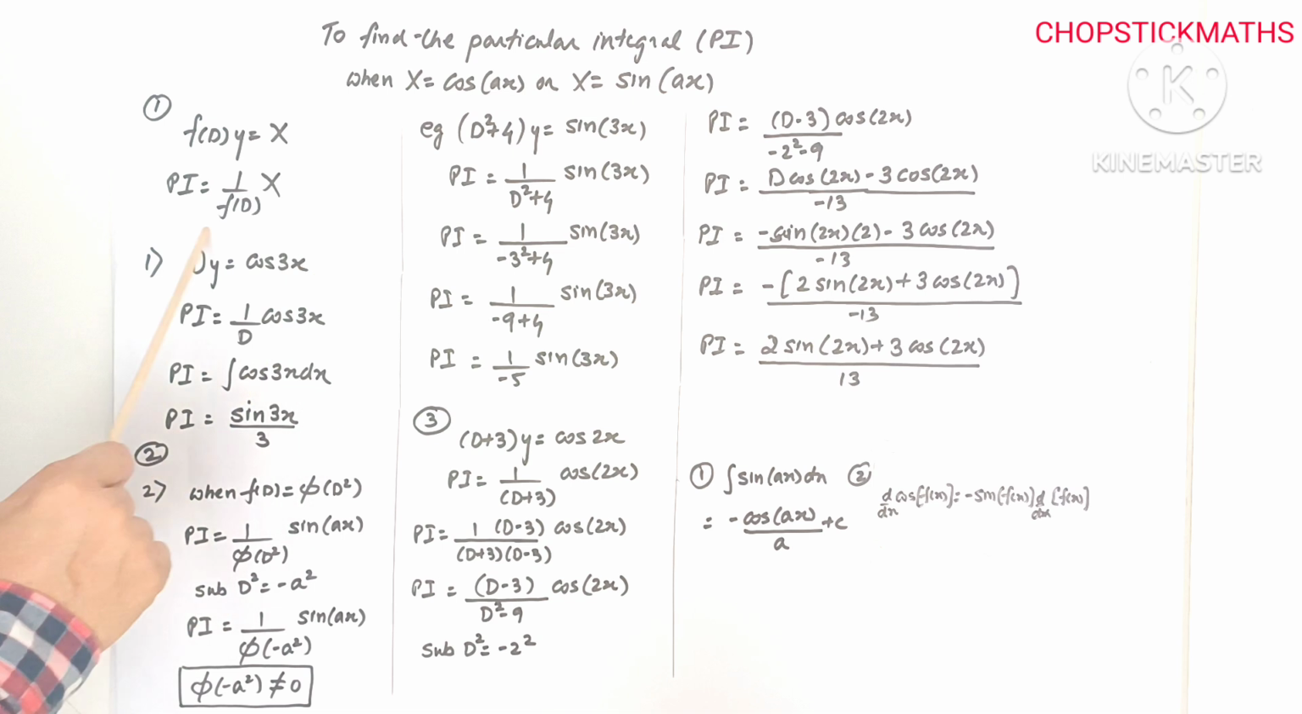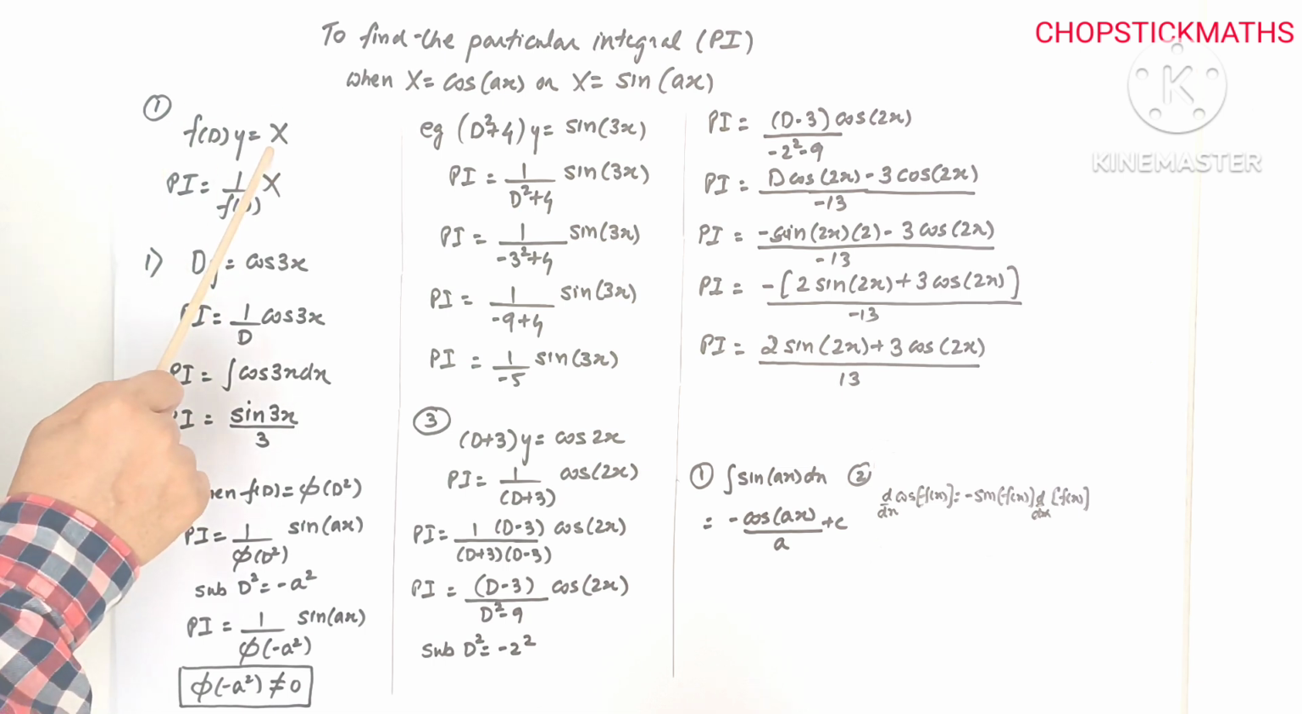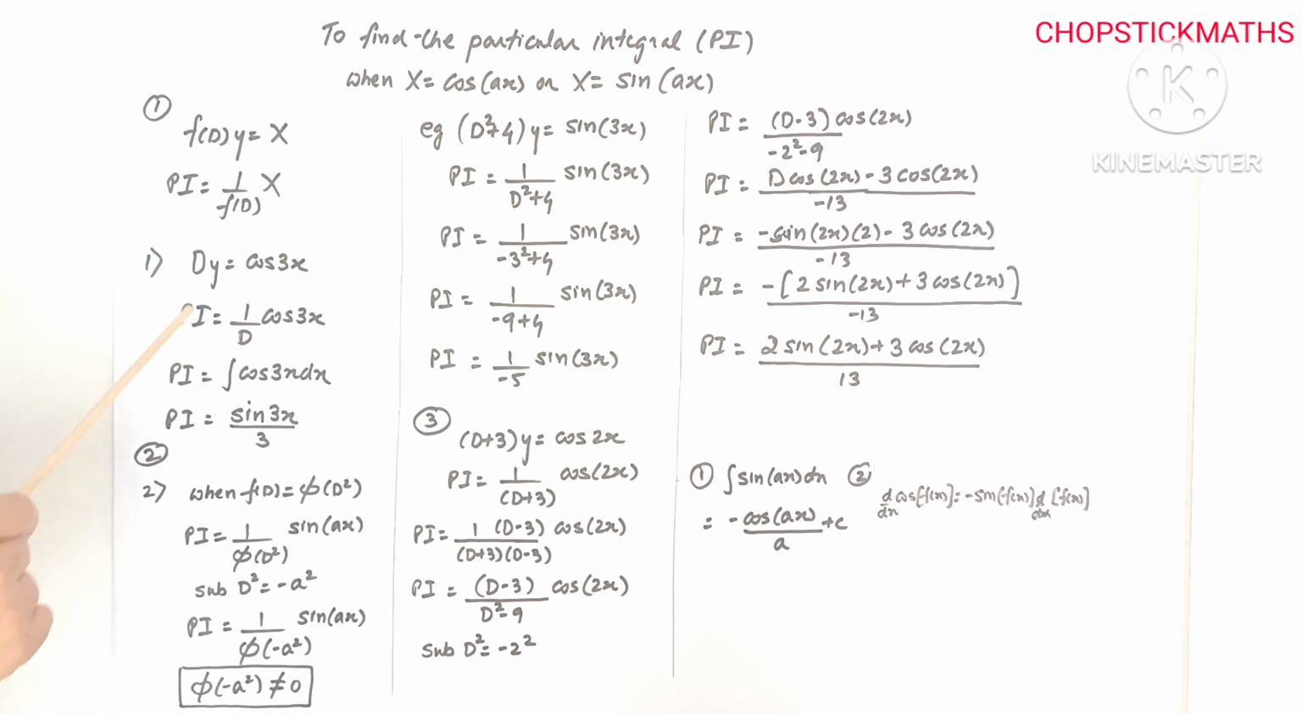Now, consider this differential equation, D into y is cos 3x. This is of the type f of D into y is equal to capital X, where f of D is D and capital X is cos 3x. So, the particular integral of this differential equation will be PI is 1 upon D into cos 3x. As we know, D is the differential operator, so 1 upon D will be the integral. So, PI would be equal to the integral of cos 3x dx. So, PI is equal to the integral of cos 3x, which is sin 3x upon 3.